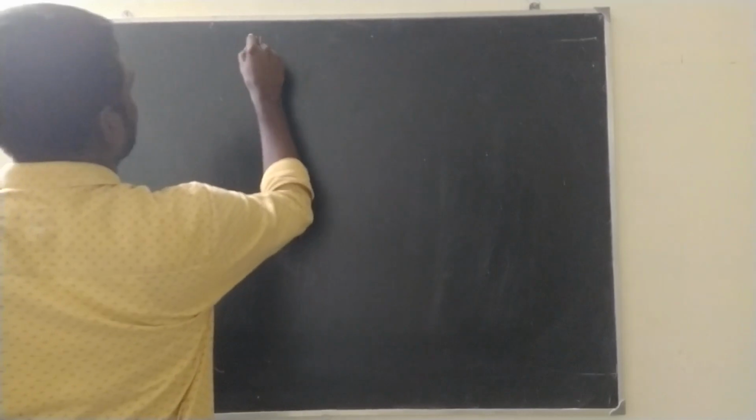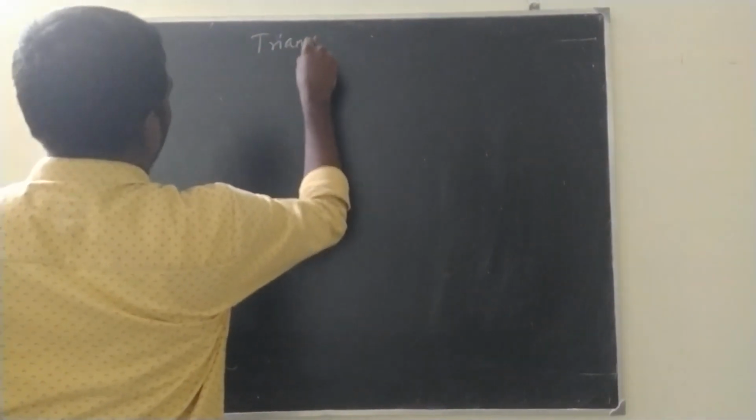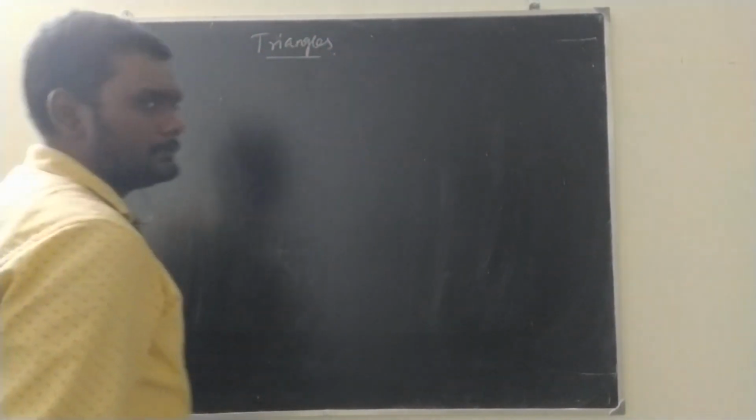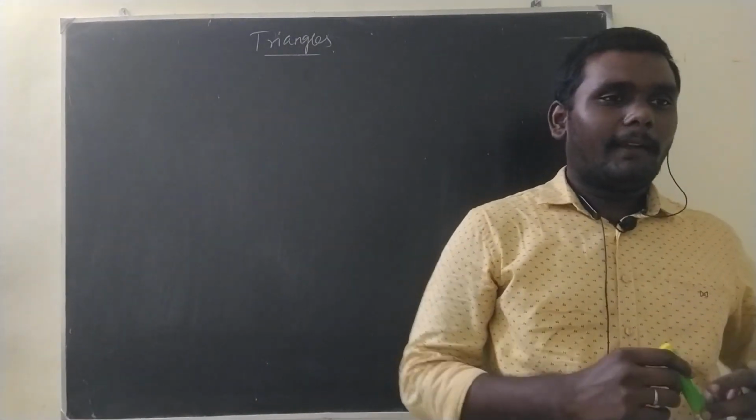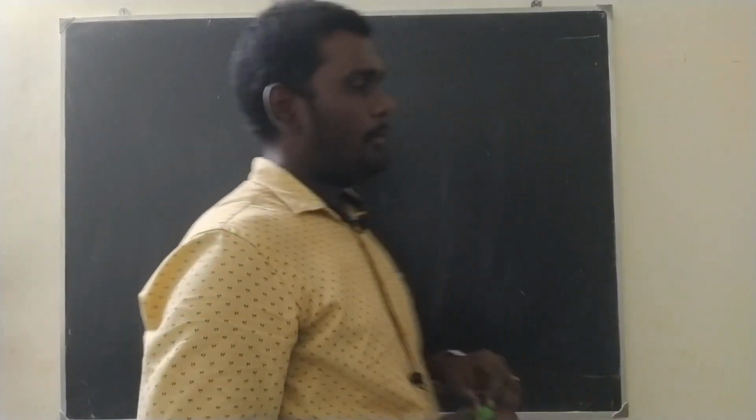The chapter name is triangles. What does triangle mean? It's a three-sided polygon, a three-sided polygon which has three angles and three vertices, and we should know what the components of this triangle are.